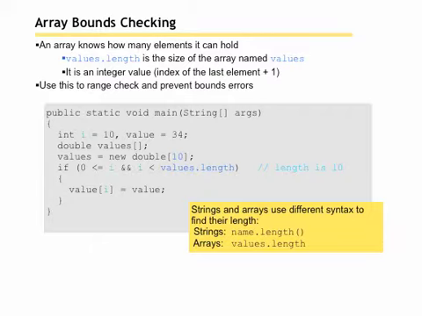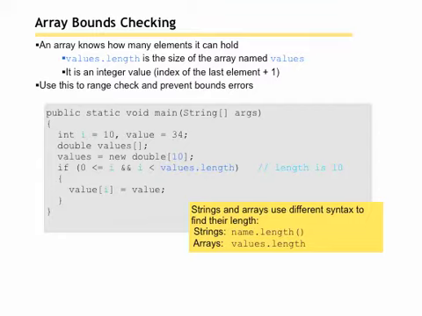Bounds checking is used in Java to make sure that you don't exceed the size of the array. If you do exceed the size of the array, it is a runtime error and your program will crash. So we check, as in the case of this if statement, if 0 is less than or equal to i, that means we're not below the lower bound of the array, and i is less than values.length. values.length is the total number of elements in the array. Then we can access values sub i.